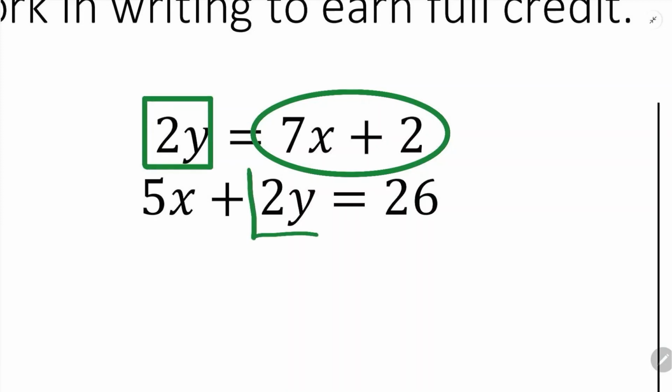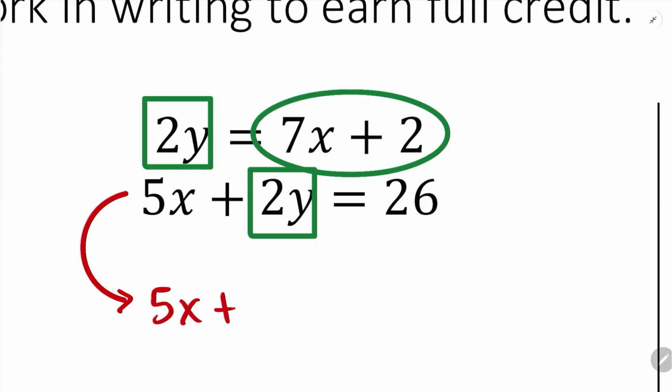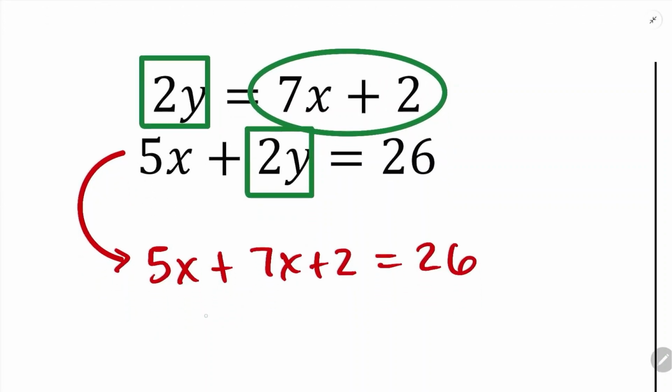So this looks a little weird because we're used to figuring out what y is and then substituting that, but I'm just going to substitute what 2y is. So I can rewrite this second equation. All I'm going to write is 5x plus something equivalent to 2y. Well, something equivalent to 2y is 7x plus 2, and that equals the number 26. So this equation becomes 12x plus 2 is 26.